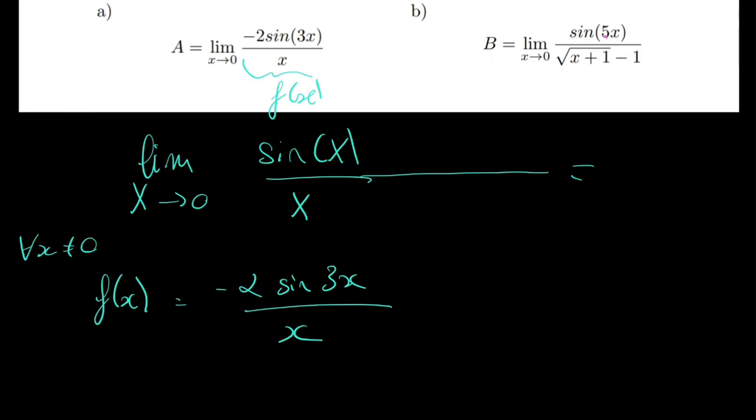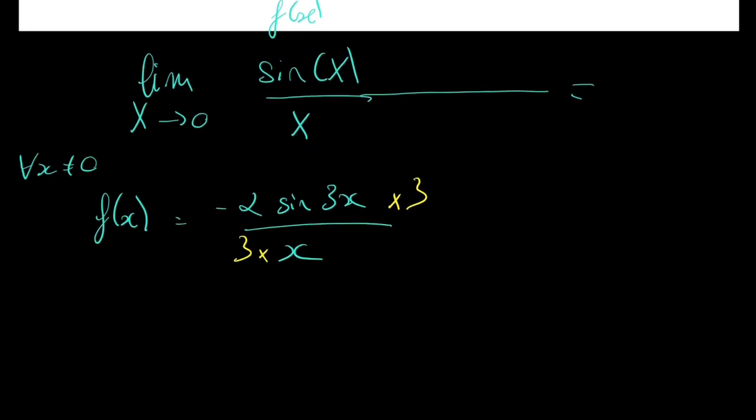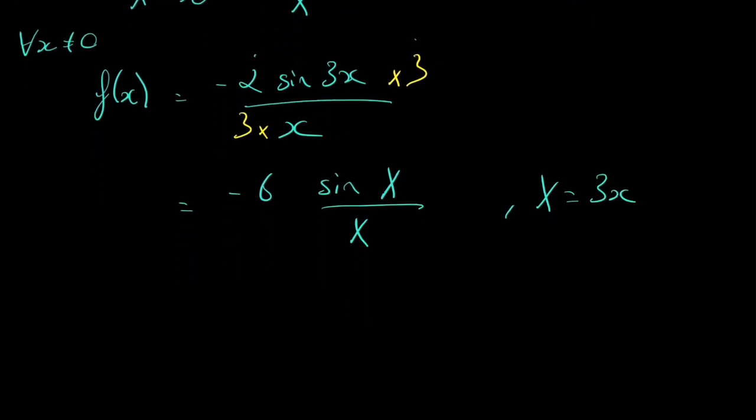What do I do in this kind of situation? I'll multiply by 3 at the bottom, but I also have to do it at the top. And now I've got this thing equal to minus 6, so minus 2 times 3, sinus of, let's say, capital X over capital X, when capital X is equal to 3 little x, obviously. And a, which is equal to the limit when little x tends to 0 of f of x, is the same thing, because when little x tends to 0, capital X obviously tends to 0.